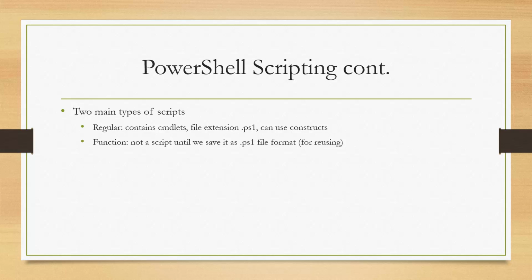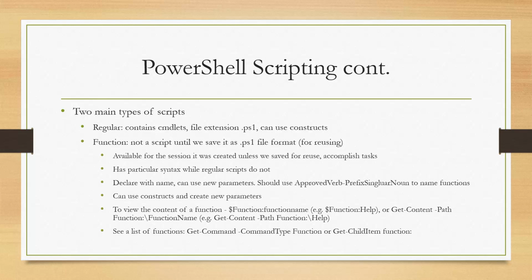We can create a function for the current session to accomplish a task, and it will disappear once we close the session if we don't save it for reuse in the future. There is particular syntax for creating a function, but we don't have that for regular scripts. We have to declare the function with a name, and we should stick with the approved verb dash prefix singular noun format to name functions. Similar to regular scripts, we can use constructs, and we can create new parameters.